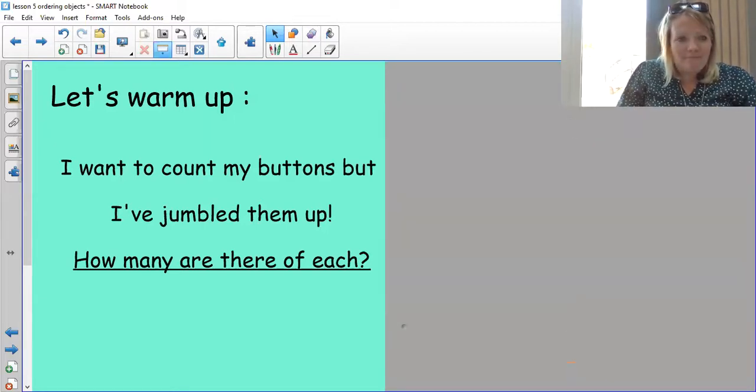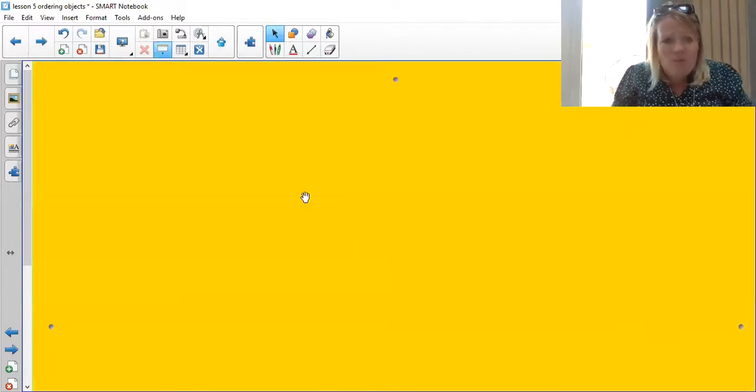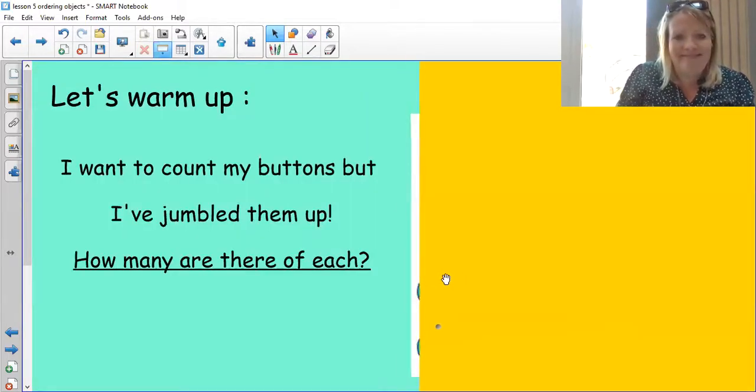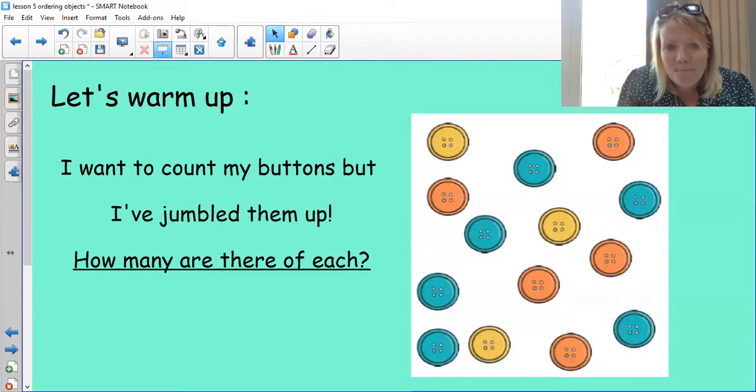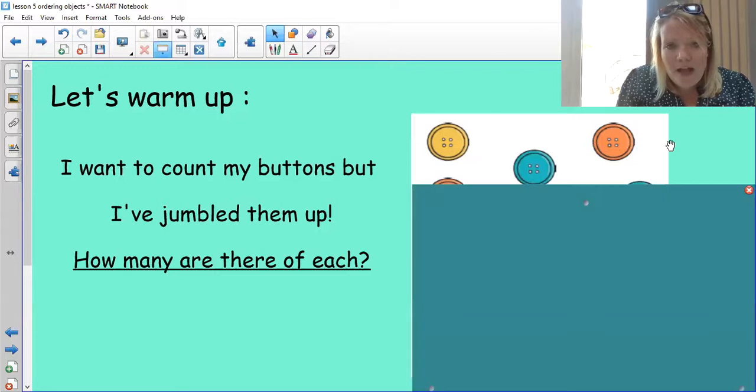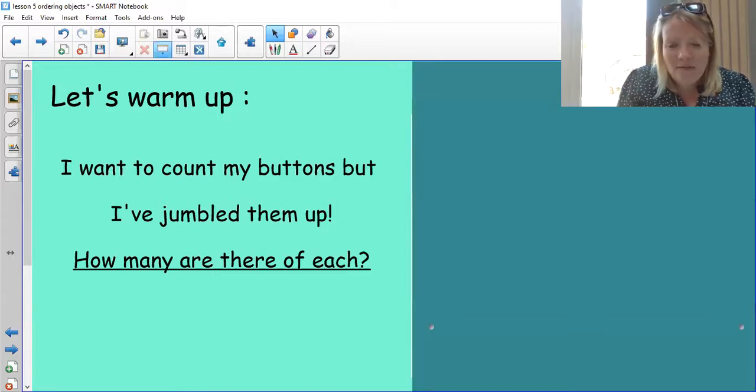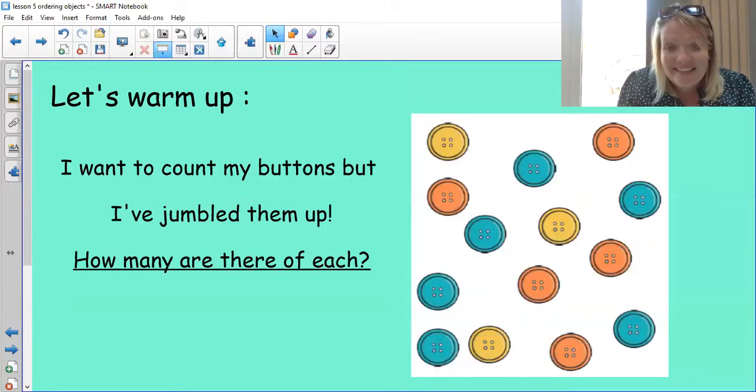Have another look. How many orange buttons are there? Are you ready? Oh, change my colour. How many orange buttons are there? Ready, steady, go. Okay, last one. How many yellow buttons are there? Go.